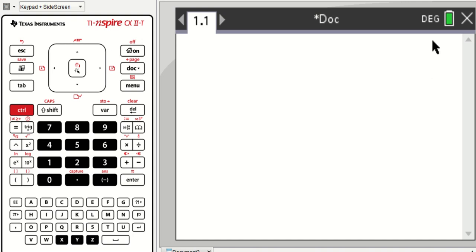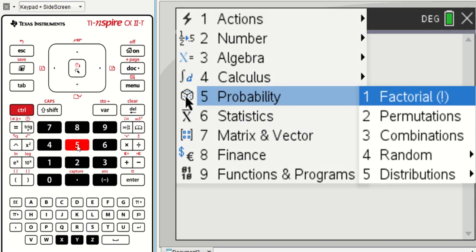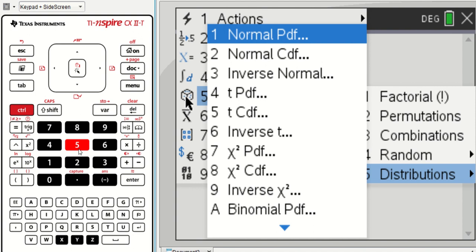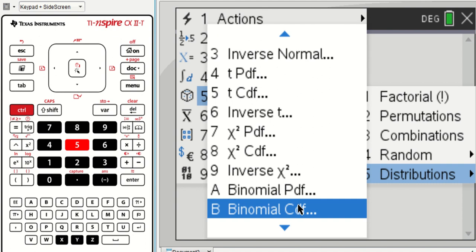Let's take a quick look at how to calculate probability values for a binomial distribution. I want to go to Menu and choose option 5 for probability, and again 5 for distributions. There are two distributions we can use, the binomial PDF and the binomial CDF.